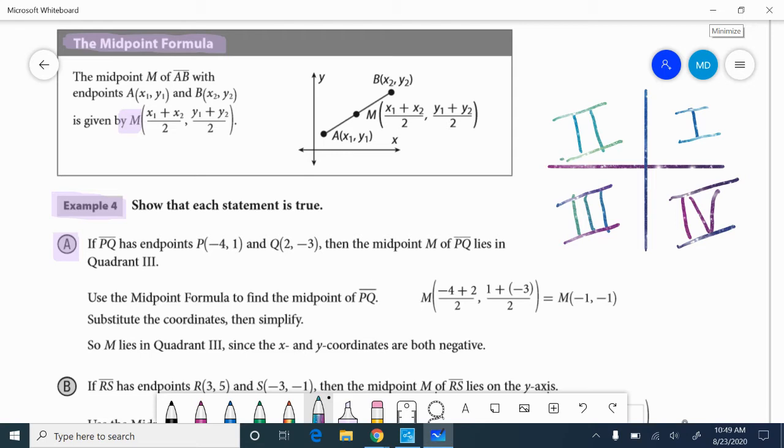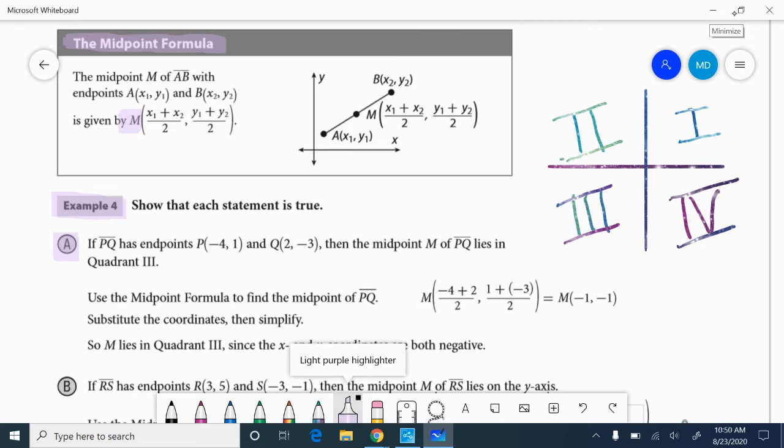So to prove in part A here that our midpoint lies in quadrant 3, that means we want to get coordinates that are both negative. And so that's what they're showing. Use the midpoint formula to find the midpoint of PQ.